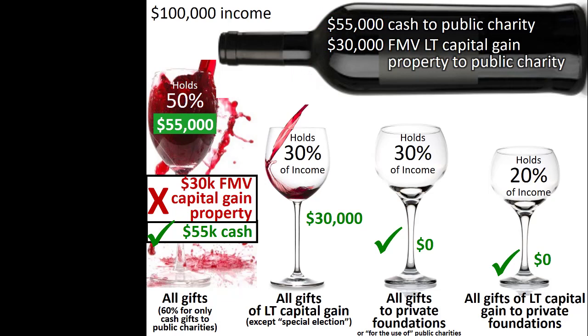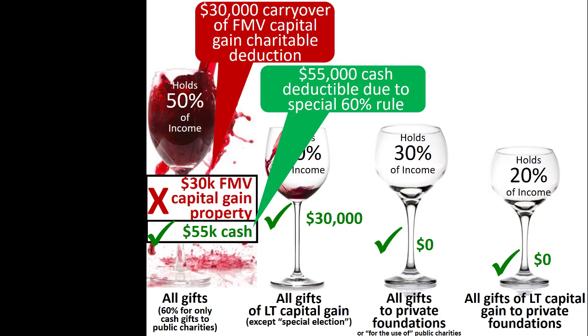Because the first glass is holding only gifts of cash to a public charity, it can hold up to $60,000 in such gifts. Consequently, all $55,000 in gifts of cash to a public charity fit into the glass. However, none of the $30,000 in capital gain gifts will fit into the first glass. The increased capacity from $50,000 to $60,000 applies only to gifts of cash to a public charity, not to capital gain gifts. As a result, all $30,000 of capital gain gifts spill out of the first glass and must be carried over into the future years.